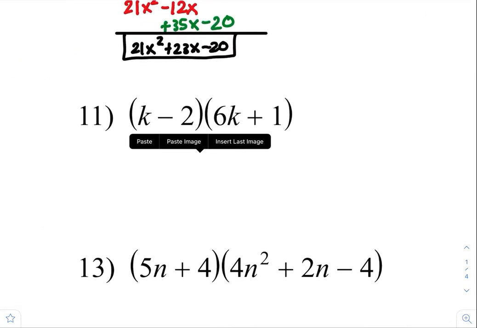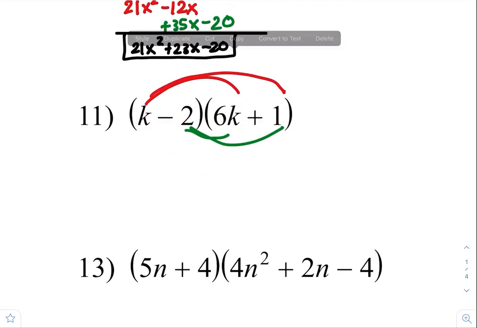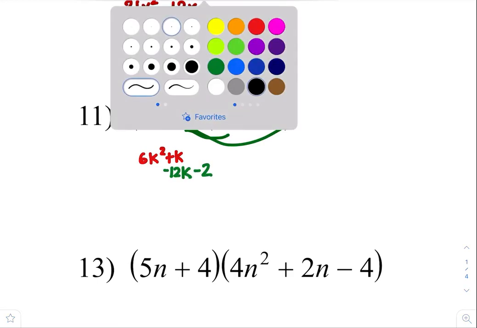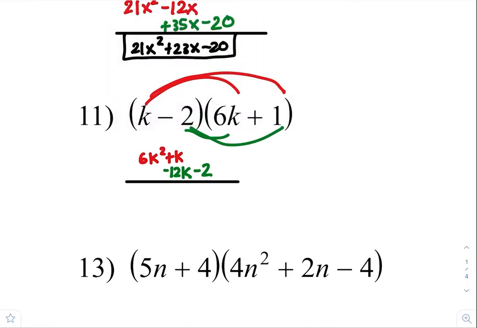Number 11. Alright, so k times 6k, you guys, is 6k to the second. K times 1 is k. Now on the green, negative 2 times 6k, you guys, is negative 12k. And negative 2 times 1 is negative 2. Combining like terms, 6k squared minus 11k minus 2.